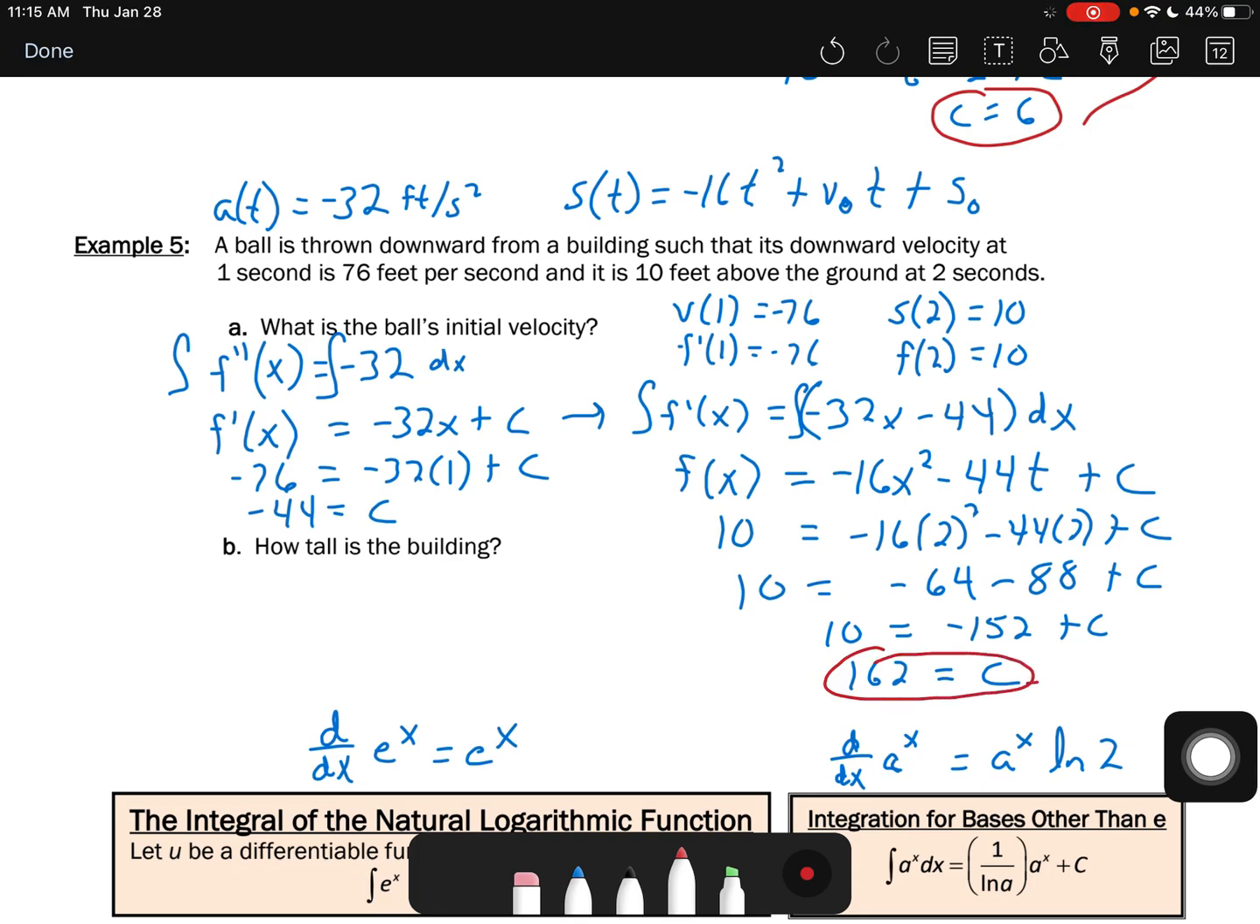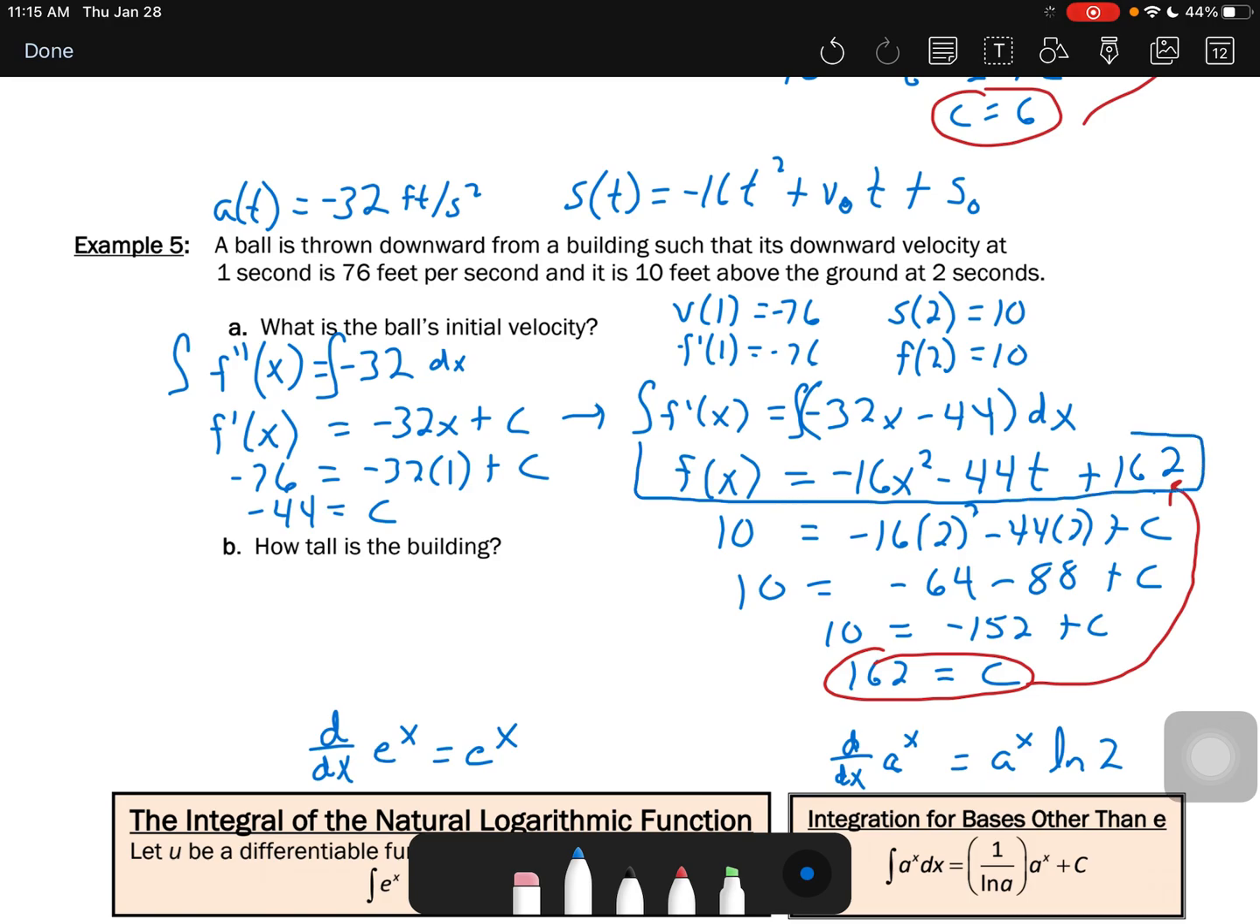So I'm going to take this 162 and plug it in up here. Okay, erase that, 162. Now I've got my equations all figured out. Right here is my position function, and now I can easily answer these questions. What's the ball's initial velocity? That's the negative 44. And how tall is the building? Meaning, what's its initial position? That would be the 162.